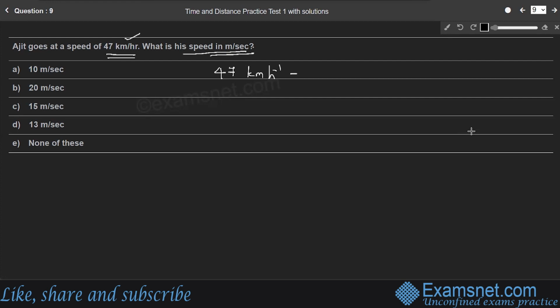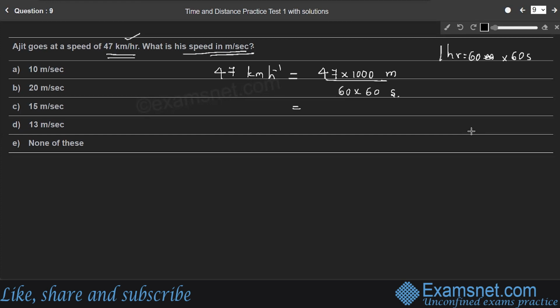Very easy question. Since 47 kilometer is 47 into 1000 meter, right? Per hour means divided by 1 hour, right? So 1 hour is 60 into 60 seconds, right? So 1 hour is 60 minutes and each minute is 60 seconds. So 1 hour is equal to 60 minutes into 60 seconds, right? Therefore, 1 hour is 60 into 60 seconds.